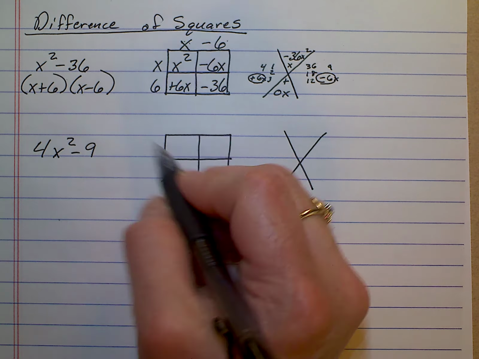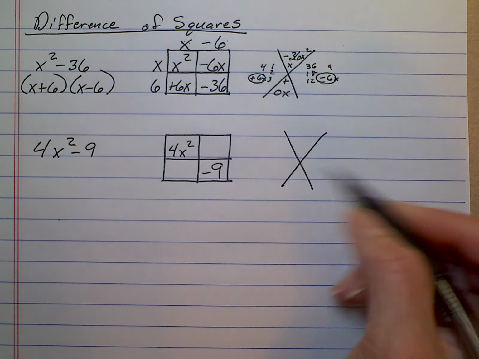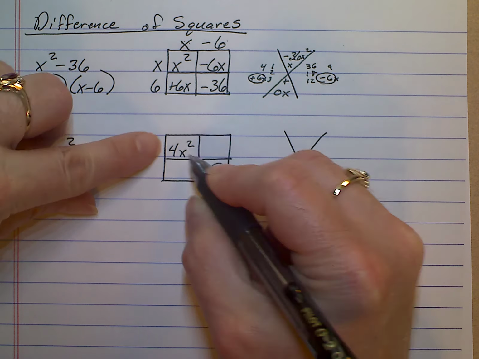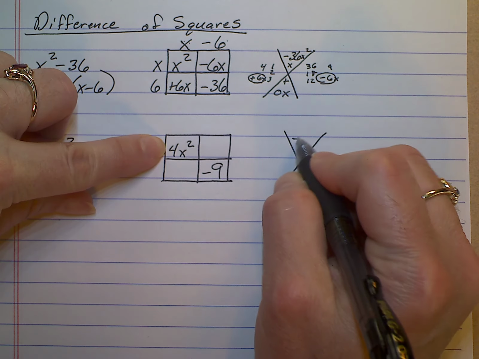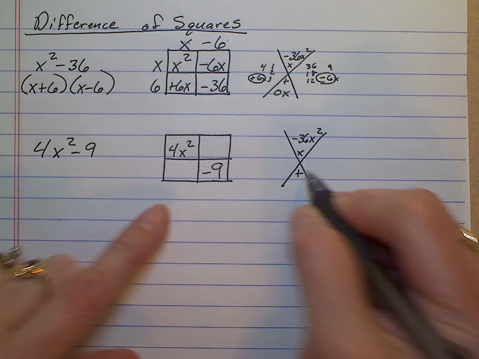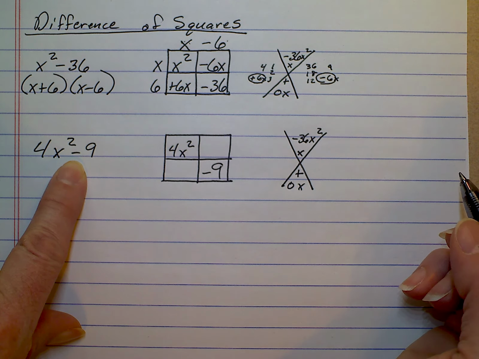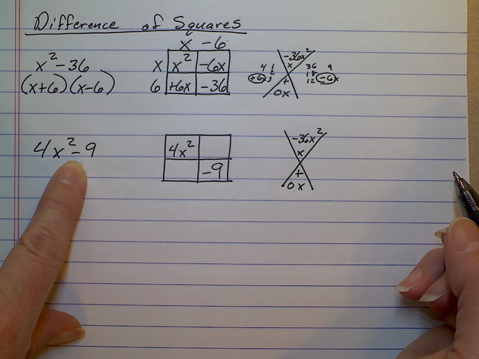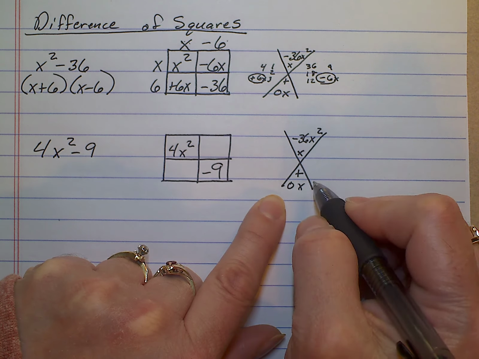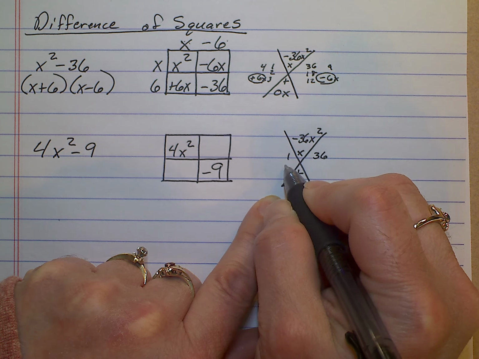Alright, 4x squared goes in the top left corner. Then the constant negative 9 goes in the bottom right. I need to multiply to get negative 36x squared. And I need them to add to be 0x, because that's going to cancel out. I got a 0 in between there. So what multiplies to give me negative 36x squared? Hey, we talked about this a second ago.